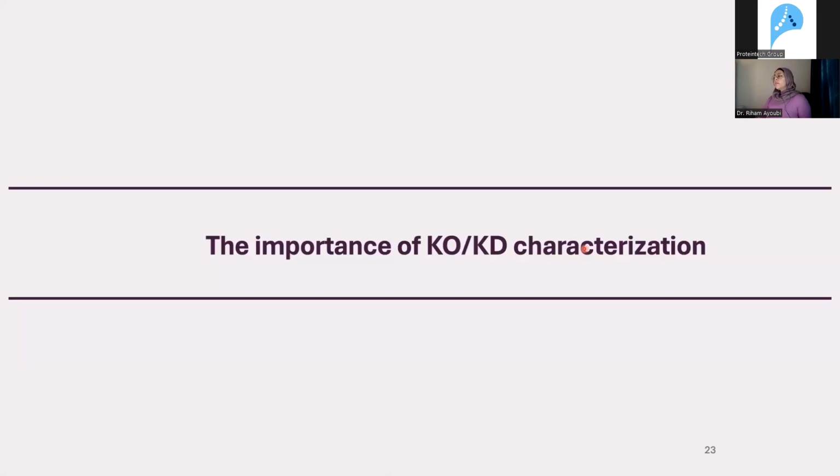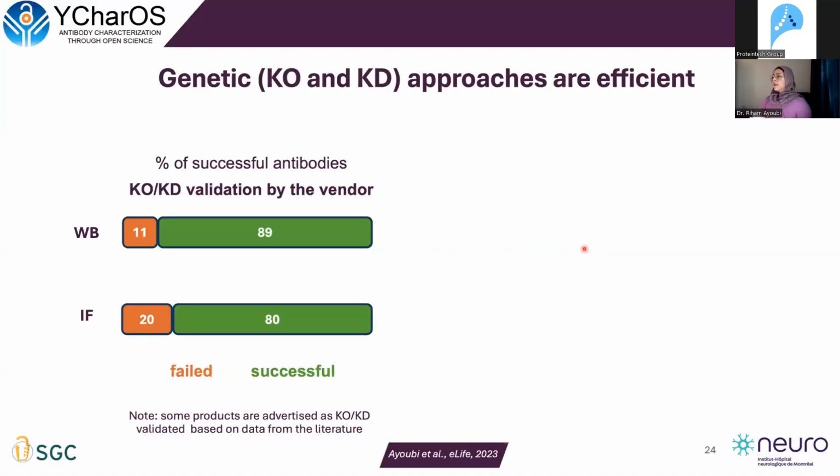We then wanted to compare the results between knockout testing and another commonly used antibody validation technique. First, when we compared the percentage of antibodies that passed our knockout test, but were also knockout and knockdown validated by the vendor previously, we found that the results were very similar. 90% passed the Western blot test in our hands, and 80% also passed the test in IF.